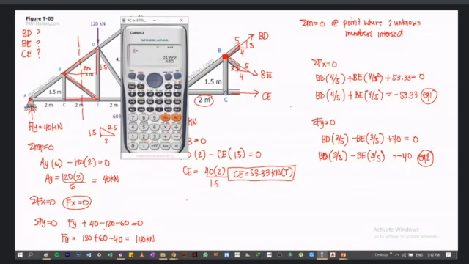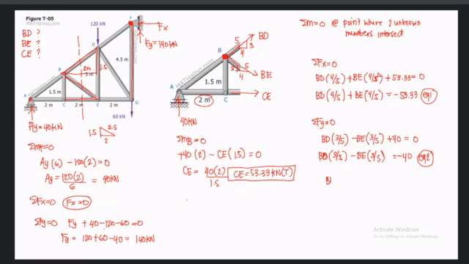Okay, so that will become your BD, which is 66.66. Okay, so your BD is equal to negative 66.66, and then your BE is 0. Okay, so 0 na yan.